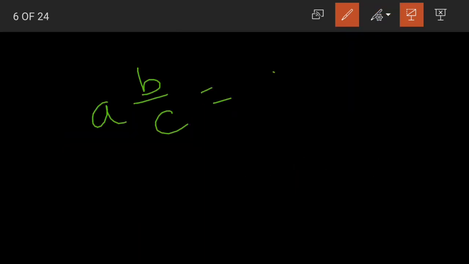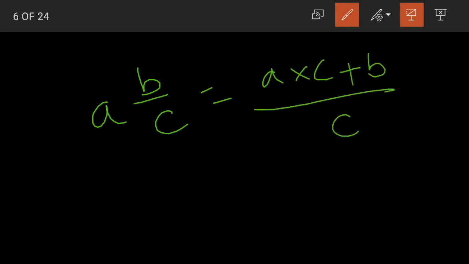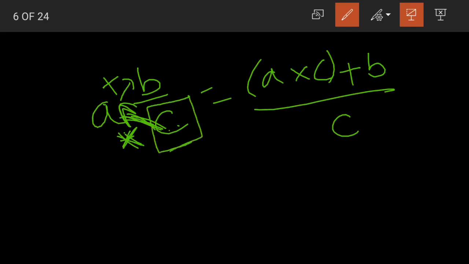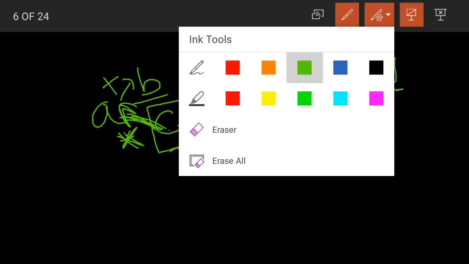of a mixed fraction a b by c, we calculate it as this: a into c plus b, whole divided by c. Understood? This a into c, and then the product will be added to b. The product will be added to b, and as we are having the denominator c here, the denominator c will be applied to the sum of this. Okay, students? What is the first step?